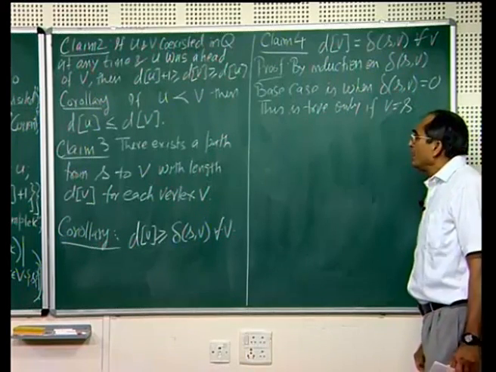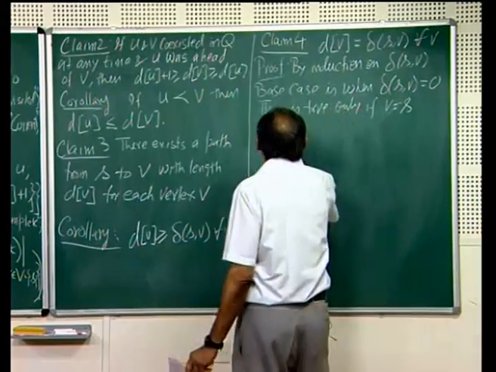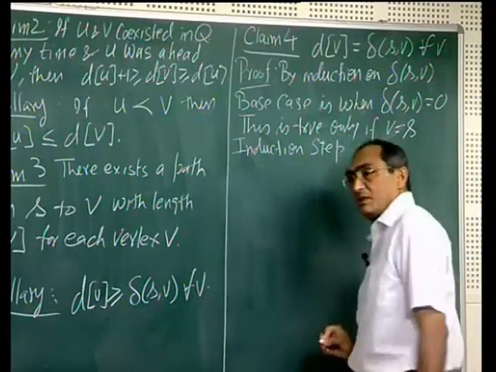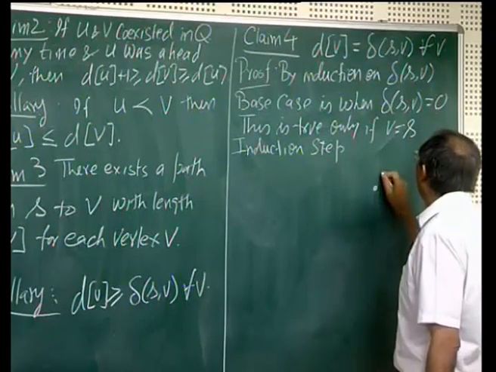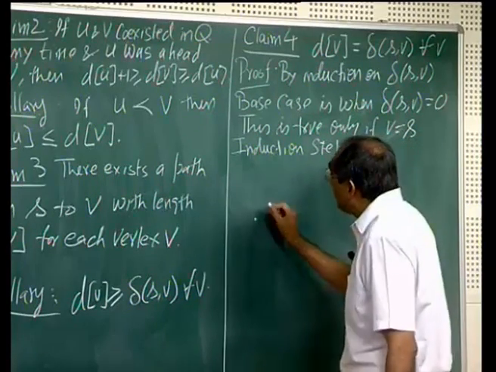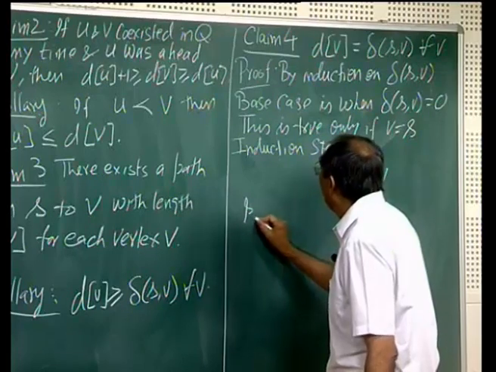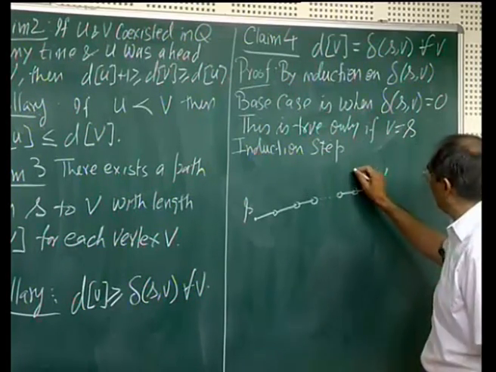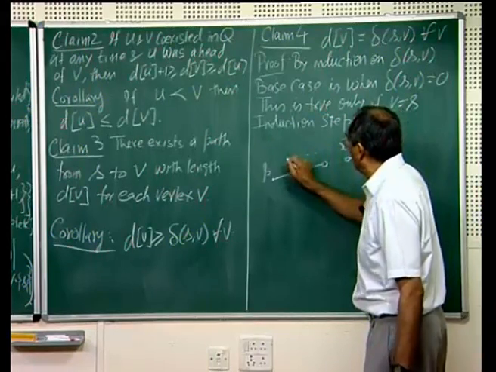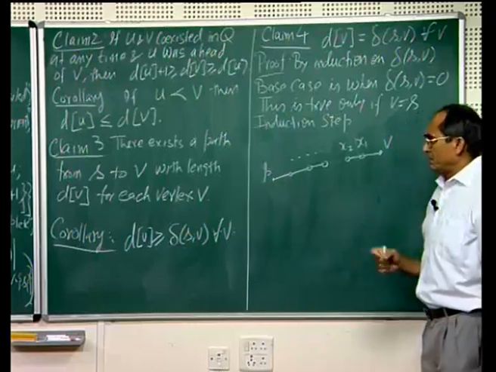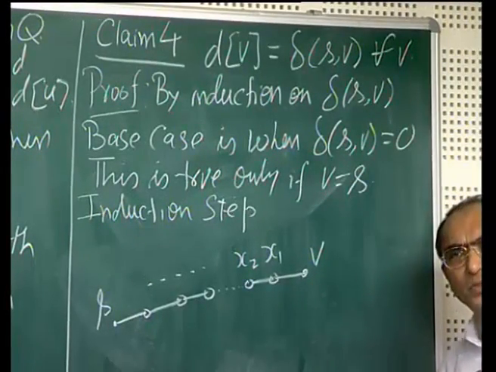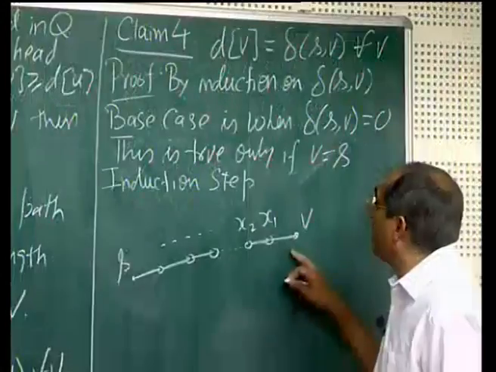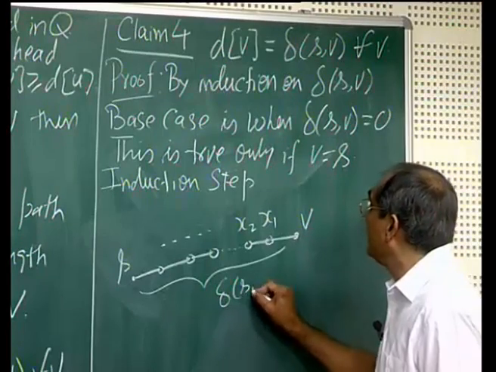So, now we want to prove for other vertices. Now, for the induction step, we will take any vertex V and will take a shortest path, so let us say this is a shortest path from S to V. In general, there could be more than one shortest path, so I picked one of them. The length of this path has to be delta SV by definition.